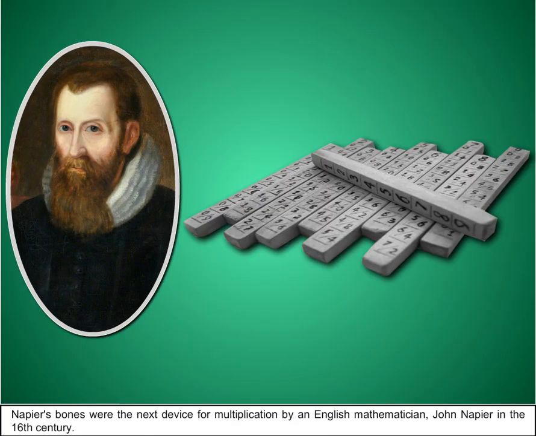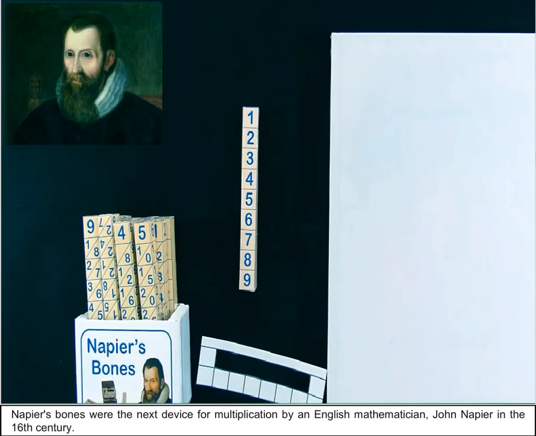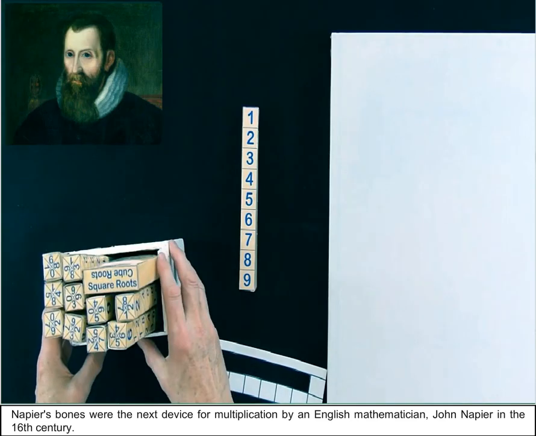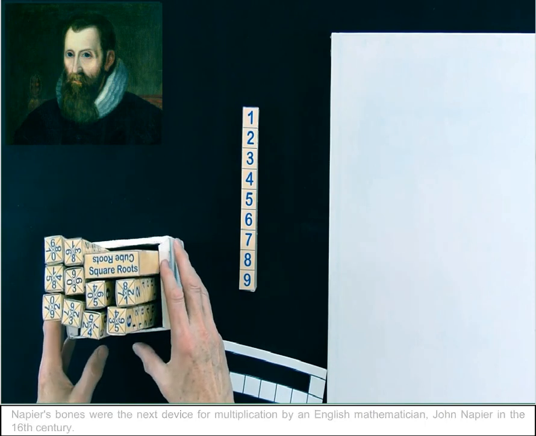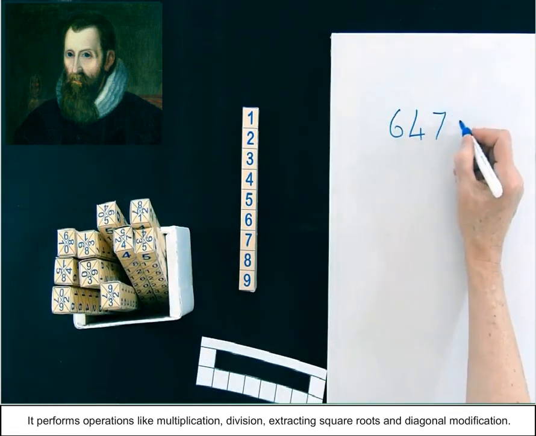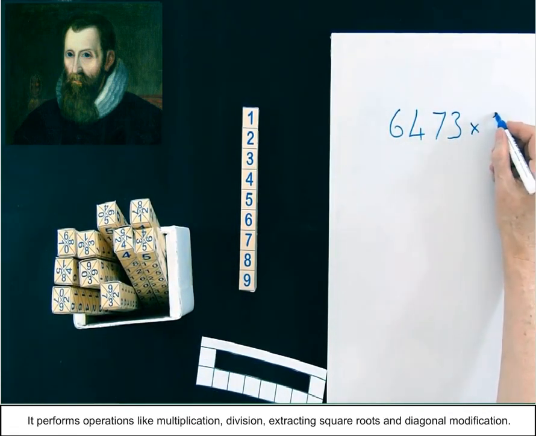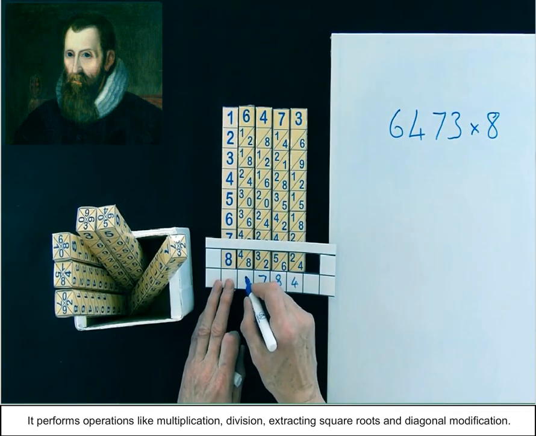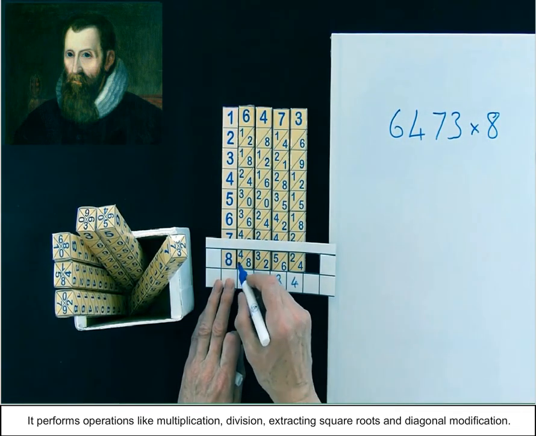Napier's bones were the next device for multiplication, invented by an English mathematician, John Napier, in the 16th century. It performs operations like multiplication, division, extracting square roots, and diagonal multiplication.